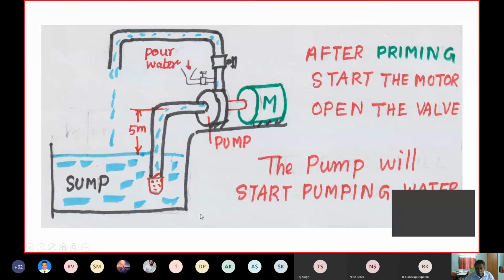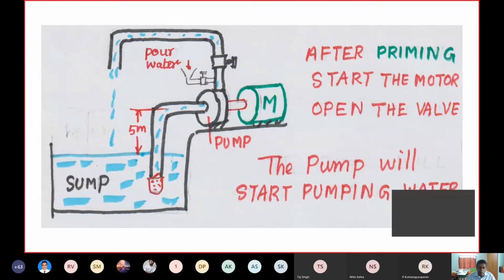Now take this case. Here also you have a sump, the same pump. The suction head is 5 meters. Now for priming, you have a small extra fitting: a small tube, and in the tube there is a small valve. Then a funnel is kept through which you can pour water, and you can see that the complete suction line and the pump casing is filled with water.